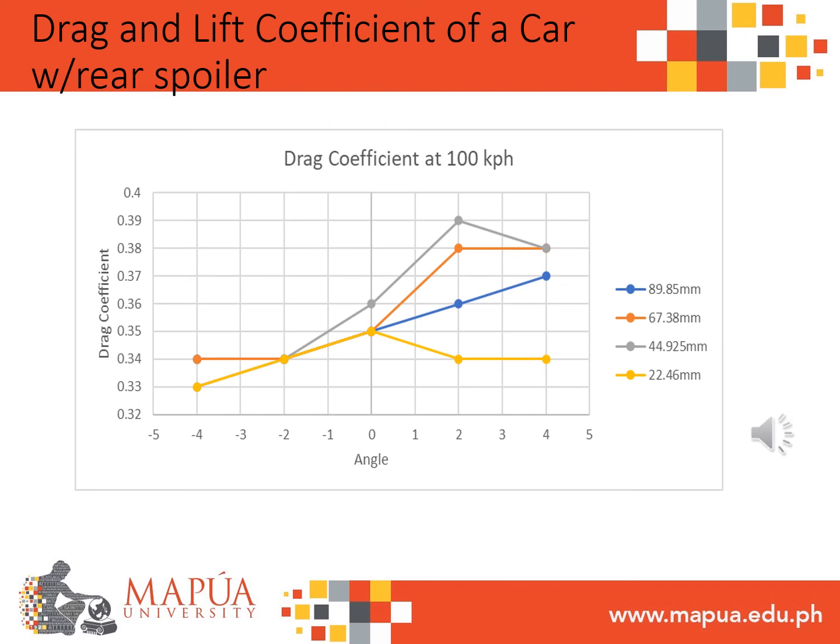At 100 kph, improvement in drag coefficient only happens when the rear spoiler's height is either 22.46 mm or 44.925 mm, both at an angle of -4 degrees, just like the result we got from 80 kph. Aside from that setup, all setups result in a higher drag coefficient compared to the benchmark.